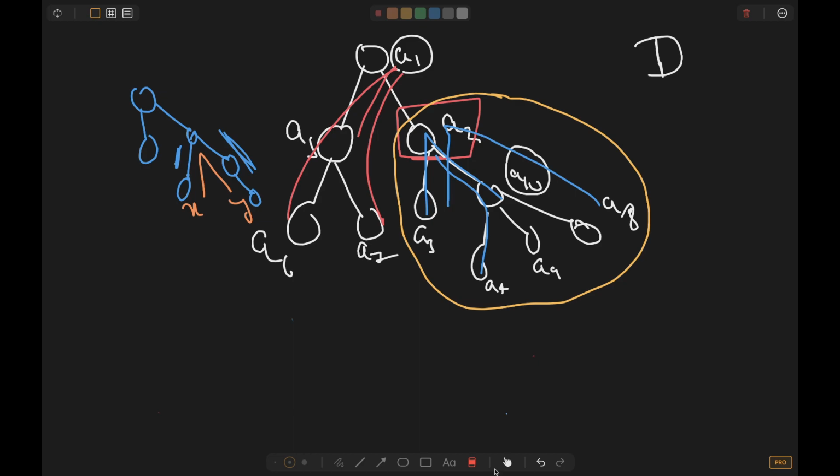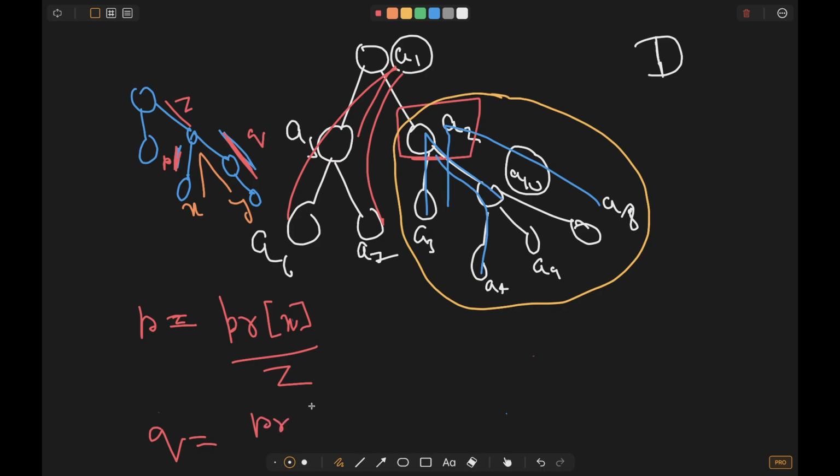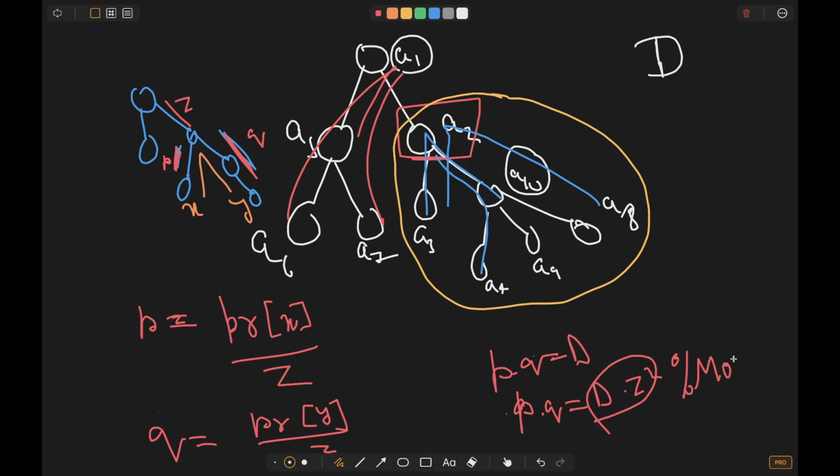okay, let me remove it. So this value is Z, this value is P, this value is Q. So P is just the product we have calculated, so product of X divided by Z, and Q is just the path product from 1 to Y divided by Z. So if you do this equation again, you get PQ is equal to D times Z square. So this is again a constant. You take its mod, obviously, right?